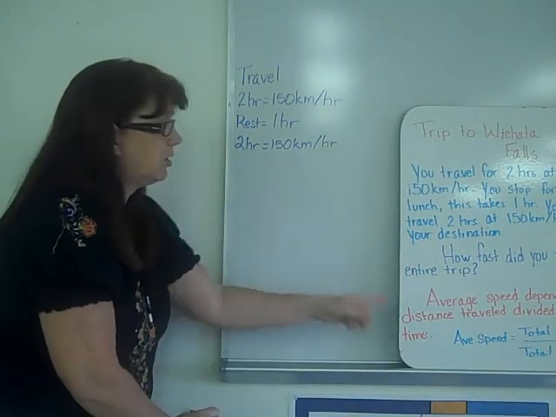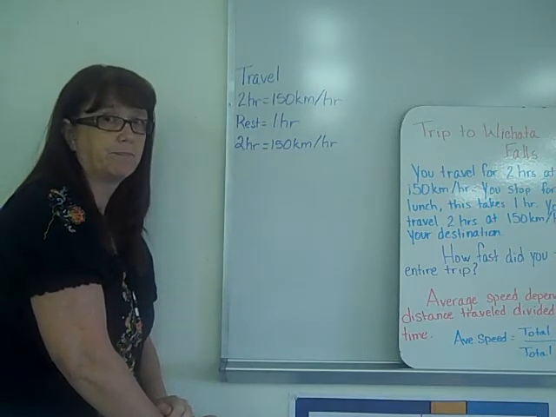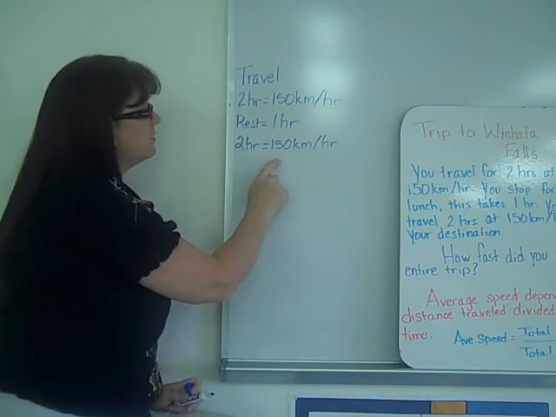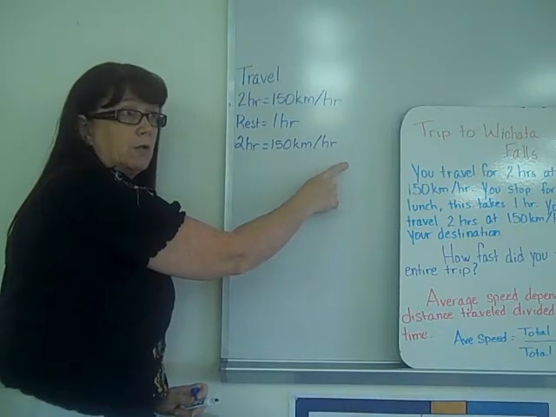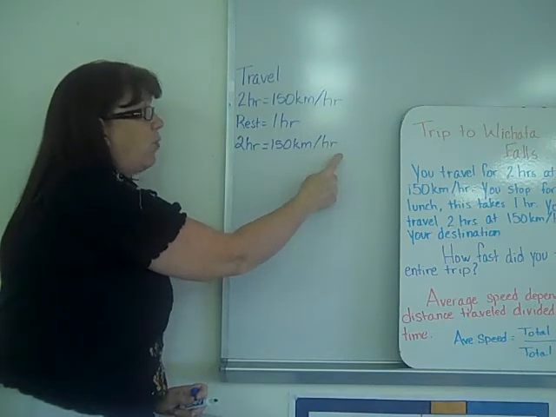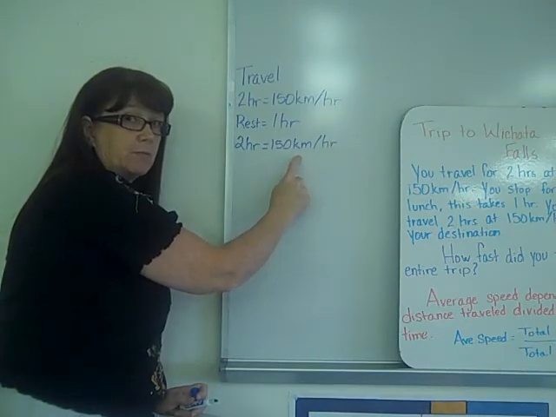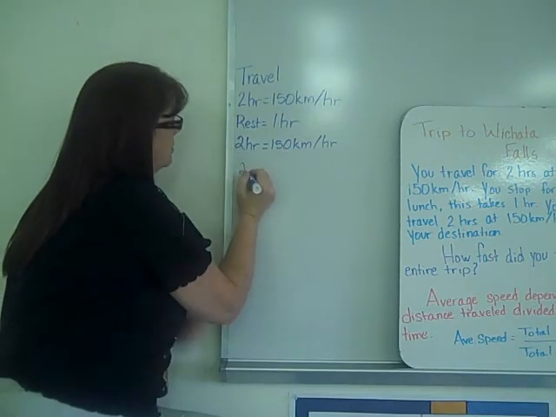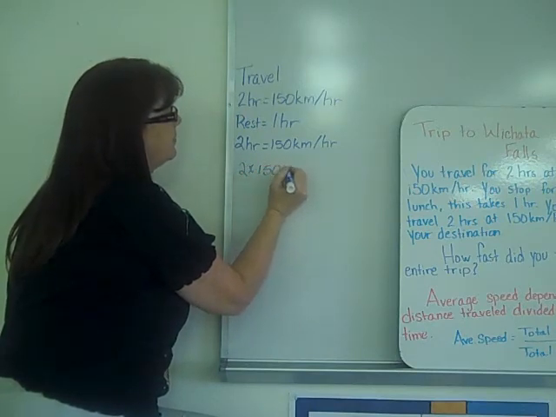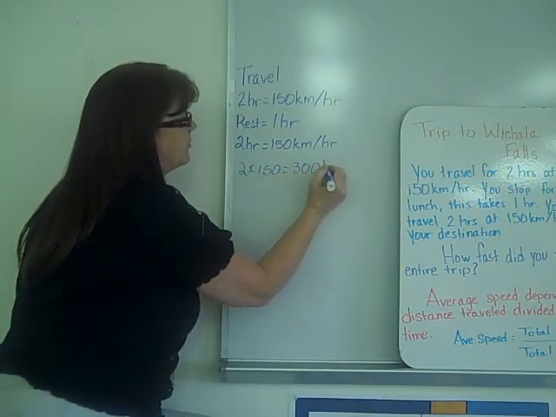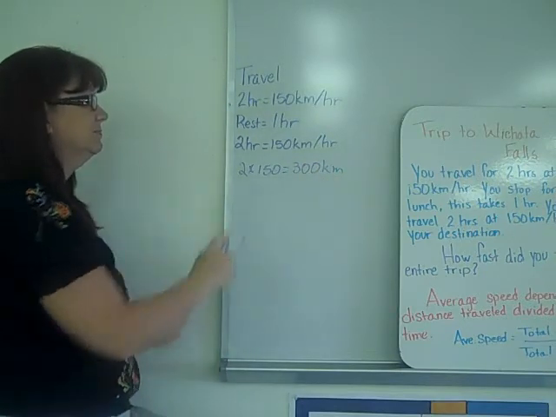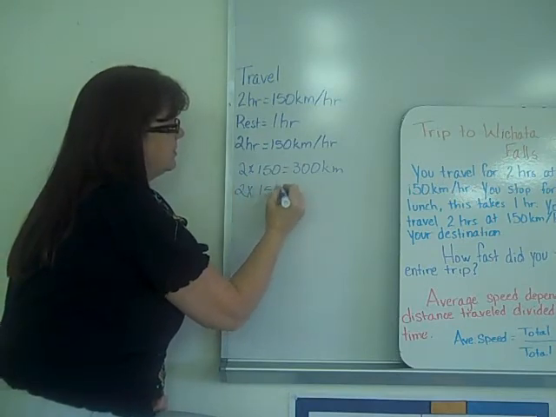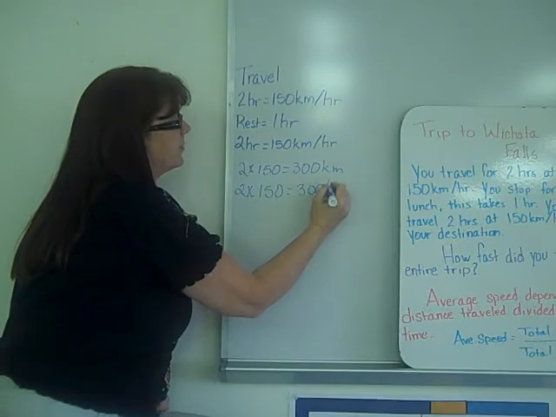How are we going to determine our total distance? Well, if we look at the information that's presented to us, it tells us 150 kilometers per hour. So that's telling me that every hour I traveled 150 kilometers. So if I traveled 2 hours, I'm going to take 2 times 150, which is going to be a total of 300 kilometers. And I did that twice. So 2 times 150 equals 300 kilometers.